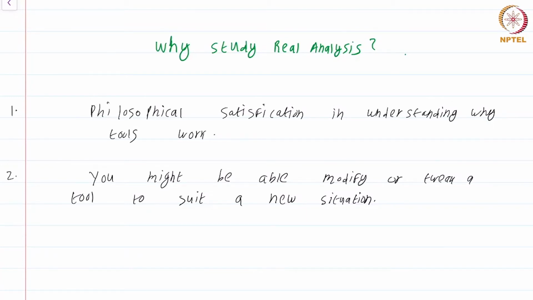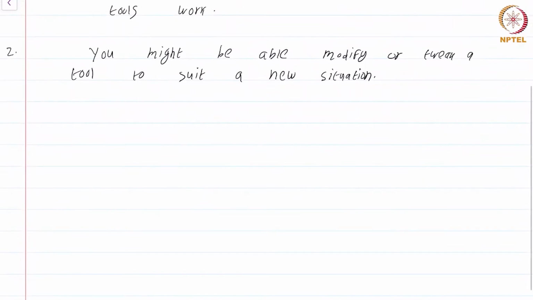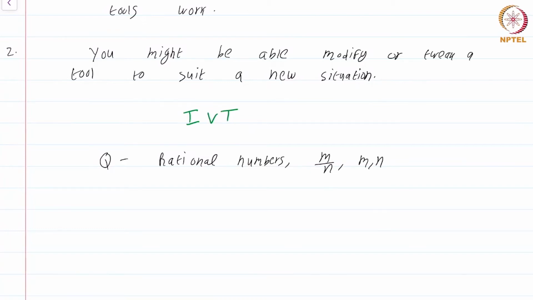So let me illustrate with an example of a result that you are probably familiar with from a basic undergraduate calculus course. This is called the intermediate value theorem, which I will just abbreviate as IVT. For this, I need to recall some notation from high school mathematics. First, Q is the rational numbers. This is the set of all numbers of the form m by n, where m and n are integers, which are denoted by Z, and n is not 0. The denominator is not allowed to be 0.